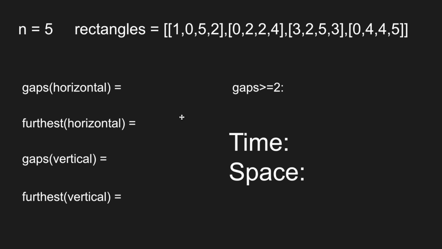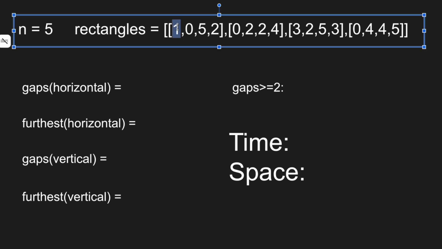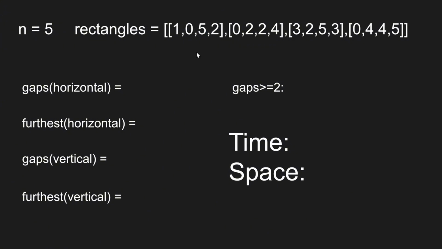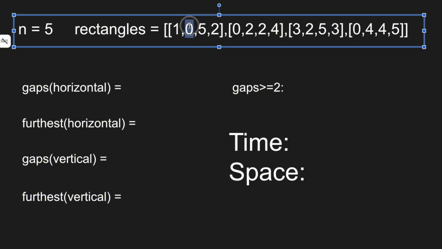In the end, if there are two or more gaps, either in the horizontal search or the vertical search, then we can return true. If not, then we return false. So let's go through this example real quick. When we do the horizontal search, we will look at the first and third element because this is the left side of the rectangle, this is the right side. When we do the vertical search, we will look at the second and fourth element because this is the bottom of the rectangle and this denotes the top of the rectangle.